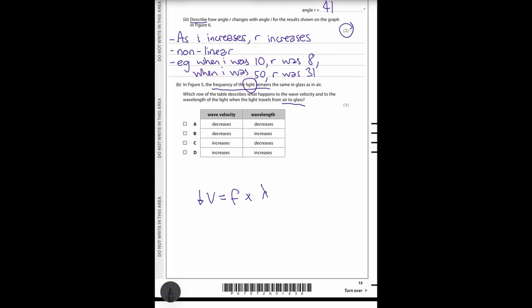Well, if V is going to decrease and F stays the same, I've got to know the proportionality relationship. So I know that wavelength is also going to go down. Therefore, I'm looking for the one that says they're both going to decrease. The only answer that says they're both going to decrease is A. So I'm pretty happy that that's going to be the right answer here.